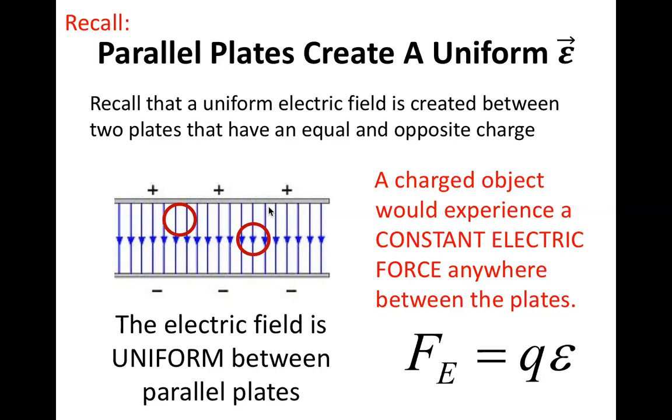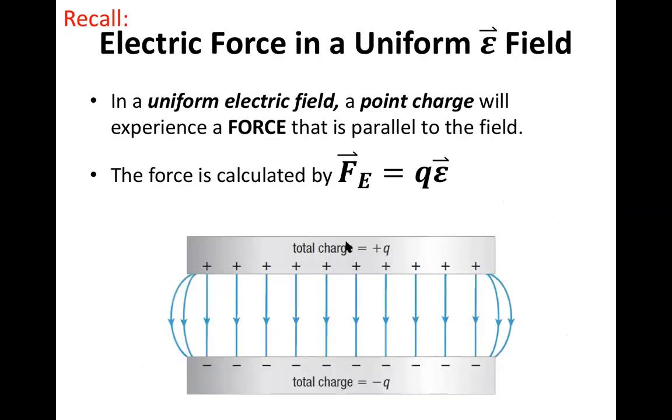This means that a charged object would experience a constant force. So recall this electric force equation, that the direction of epsilon is a vector and force is a vector, and the directions exactly match from the positive plate down to the negative plate. And if epsilon is constant, then for a given charge, force is constant. So the force is constant anywhere between these two plates. And then in this uniform electric field, that force is calculated using this equation.